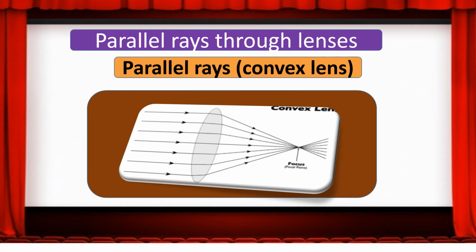So what do you mean by parallel rays through lenses? Again, parallel rays through lenses. When we say parallel, it refers to a straight line, a continuous straight line. So these parallel rays pass through the convex lens. So this is an example of a convex lens. Parallel rays pass through the convex lens.